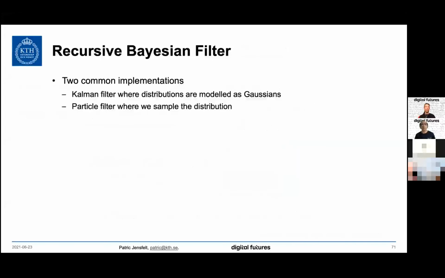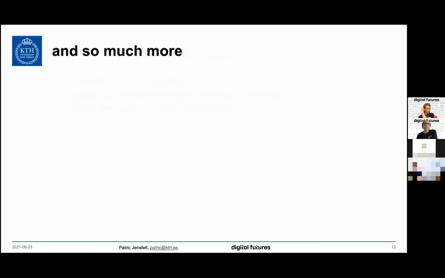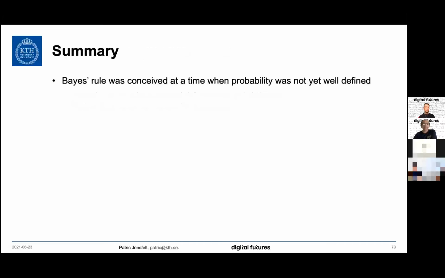And you have 2 very common implementations of this. One is the Kalman filter, where all the distributions are modeled as Gaussians, and the other one is a particle filter, where we sample the distribution. And I could say a lot more because Bayes' theorem is used in many, many different places, but time is up. So to summarize, Bayes' rule was conceived at a time when probability wasn't so well defined.